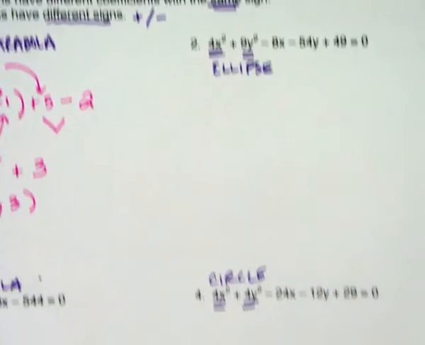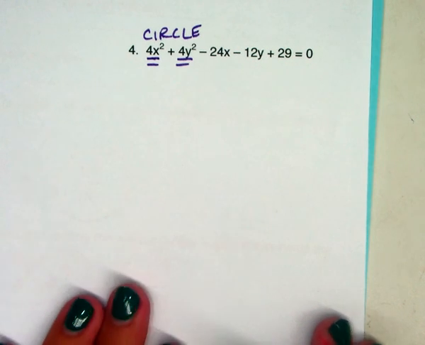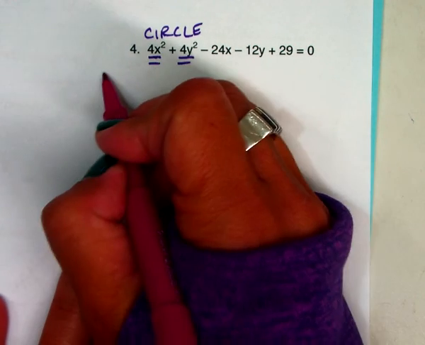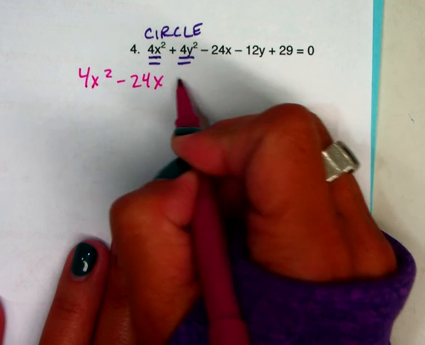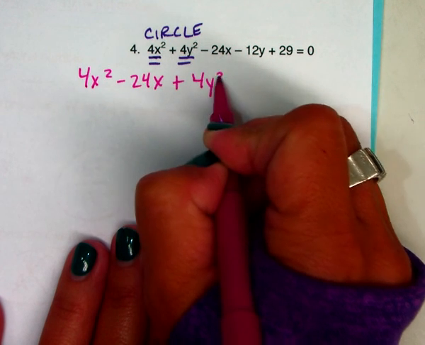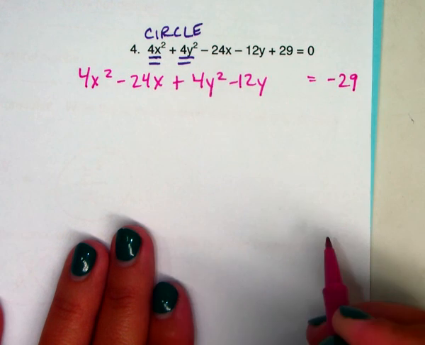Actually, you know what? I'm going to go to circle first, and then I'll get to ellipse. So we're going to go to number 4 to start with circle. All right, so for circle, again, I'm going to group, in this case, the x squareds, or the x ones, and the y's. So this is now y's here. And then I'm going to move that 29 to the other side.